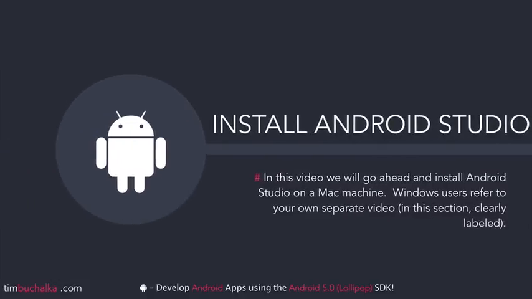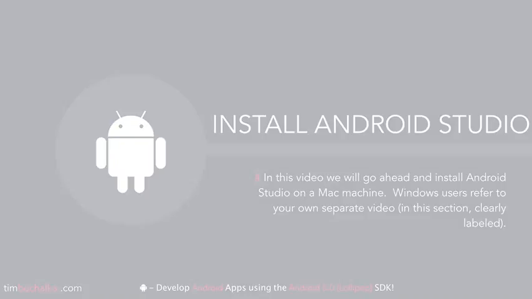In this video, we're going to go ahead and install Android Studio. Now, this is a video for Mac users. If you're running Windows, refer to the separate video in this section that's hopefully clearly labeled, which will go through and show you how to install it on a Windows machine. That's because the process is different, even though the application does look very much the same. So, Mac users, let's get into the video.